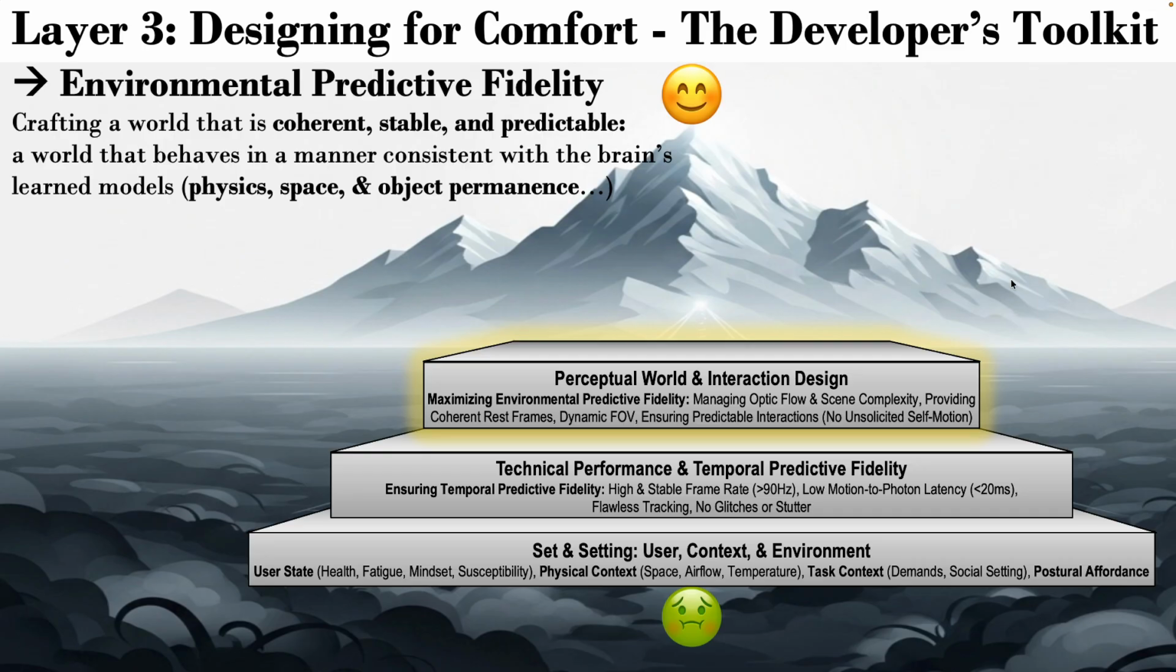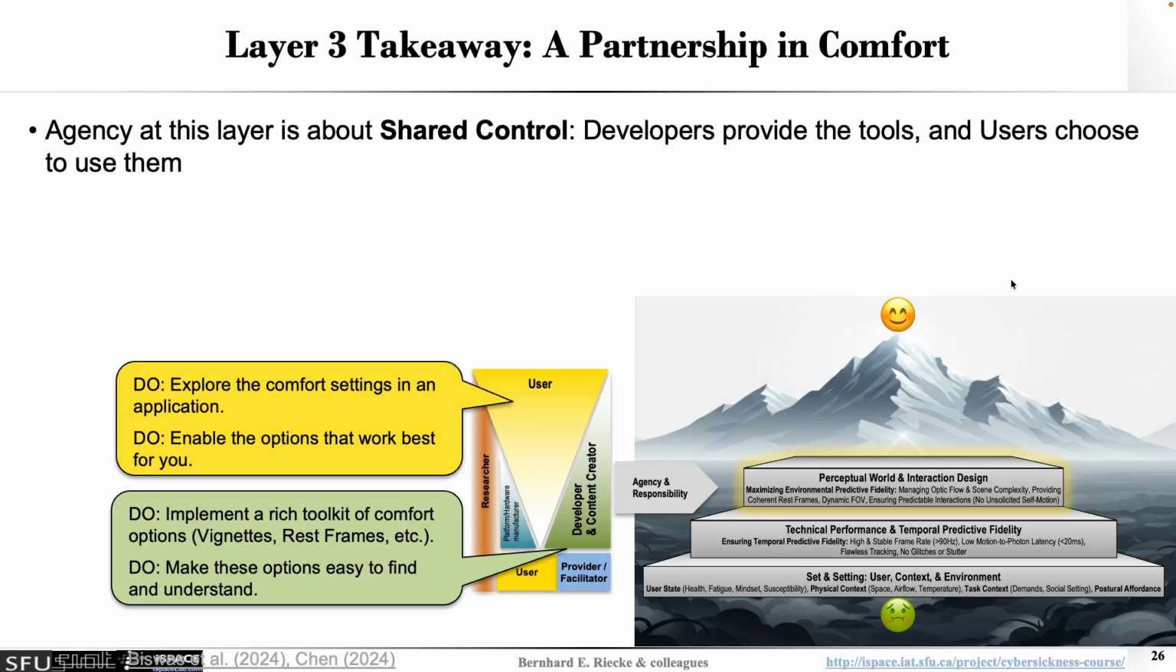Now the third level is really the developer's toolkit. This is really about designing for comfort. We could call it the environmental predictive fidelity. So basically the idea of crafting a world that is coherent, stable, and predictable, that behaves in a manner consistent with what we would expect. Physics, space, object permanence, all these different aspects in there. So this is really more about shared control or partnership in comfort. So the developers provide the tools and the users should be able to choose them.